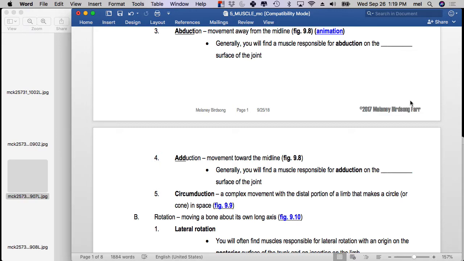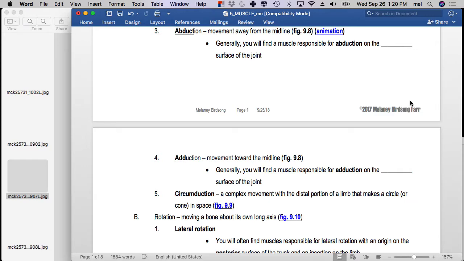Okay, so abduction. Abduct, to take away. Adduction, add it back. Can you abduct at your elbow? No, you cannot. They don't move that way. Can you abduct at your knee? No. Can you abduct at your hip? Yeah. So this is abduction, adduction.